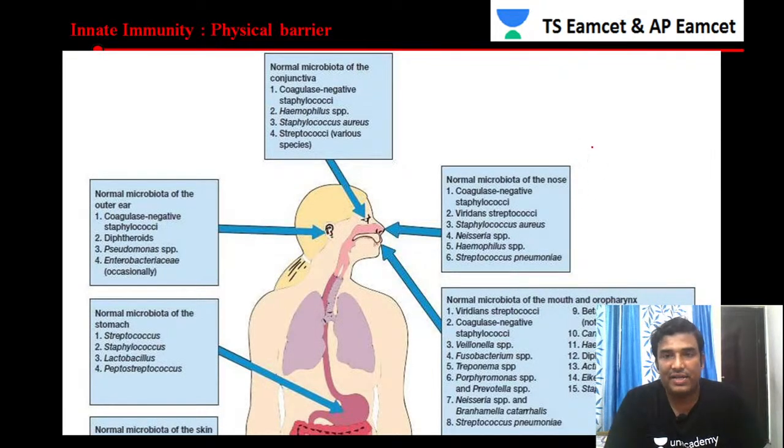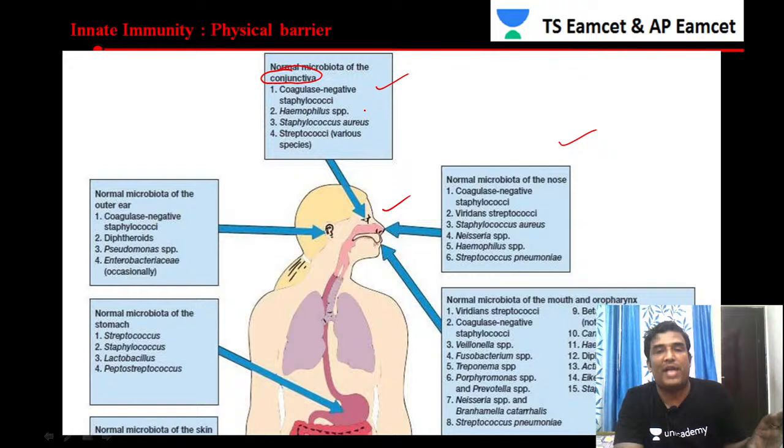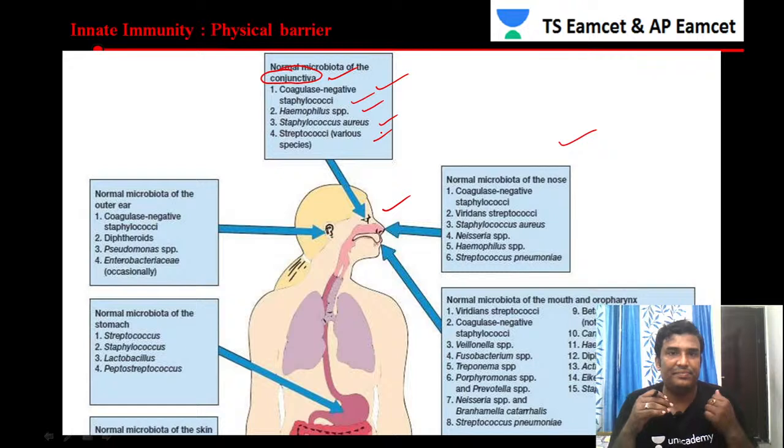Here you can see, if you clearly observe this particular diagram, on the eye or conjunctiva, this is the list of bacteria present on the human body. These are called normal flora. On the conjunctiva we have different bacteria like Staphylococcus, Haemophilus, and Streptococcus. So several bacteria are present in our eye, but they are not causing disease every time.